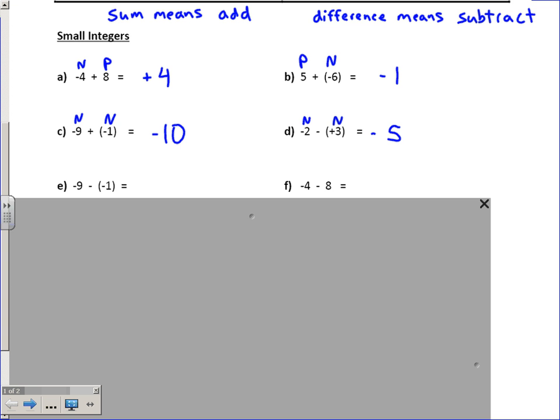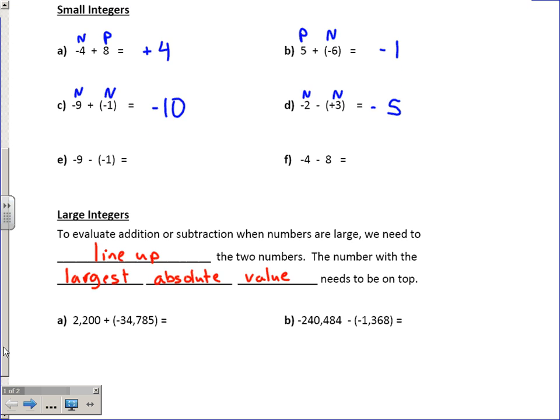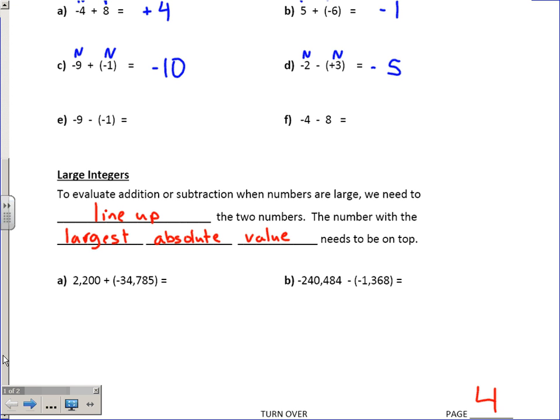Okay, now we're going to talk about whenever we have larger numbers, so ones that we can't add or subtract in our head. In order to figure out the answer for these, we have to first line the numbers up. And remember, we always line up starting on the right.